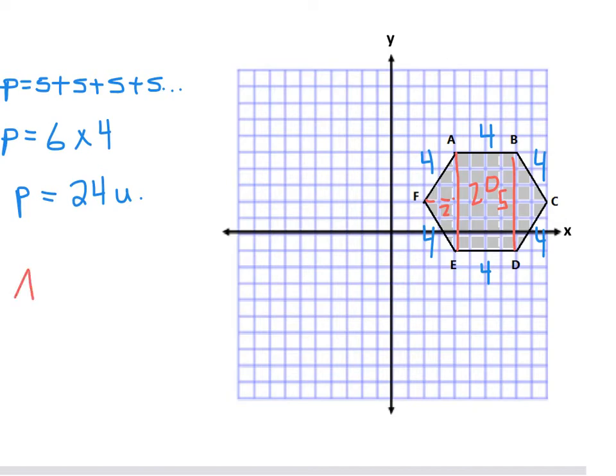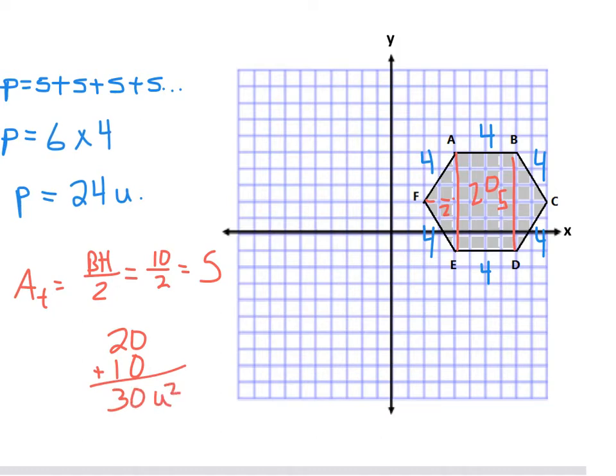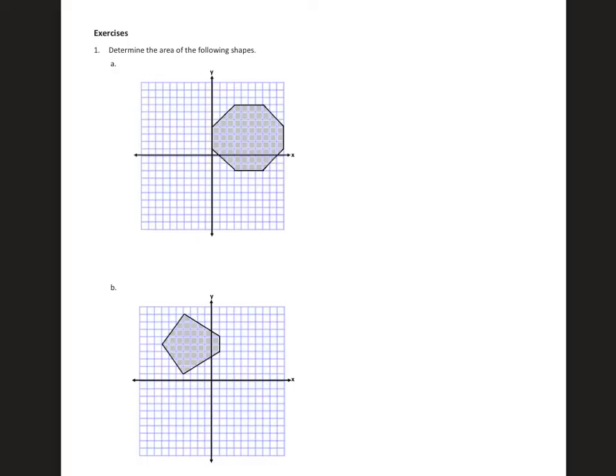And remember, area of a triangle is base times height divided by 2. So 2 times 5 is 10, and 10 over 2 is 5. And we have 2 of those, right? Plus the 20. So we've got the 20 rectangle, the 2 5s, which I'm just going to write as 10, gives us a total area of 30 square units. Did you figure that out? Go ahead and try these real quick, just area, not perimeter, and see how you do. Pause the video and I'll go over it in about 3 seconds.